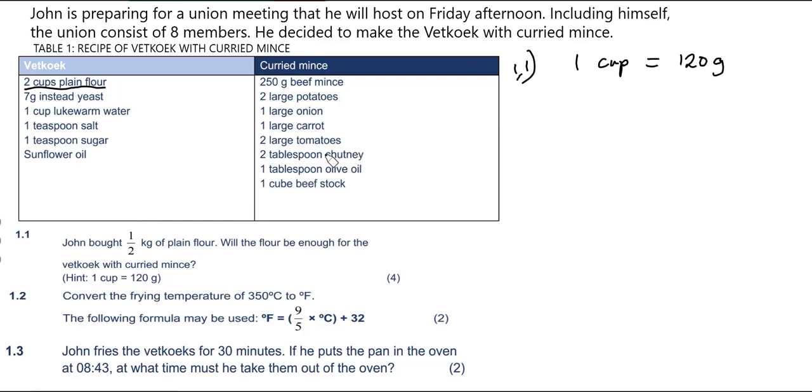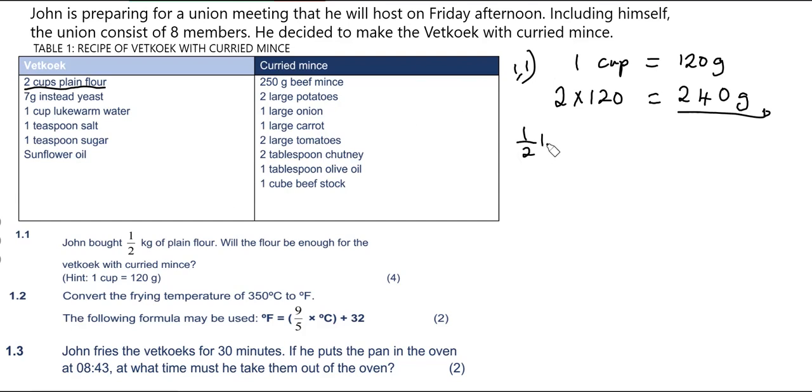So we are only focusing on cups here. We're not focusing on the yeast. We're not focusing on the salt. We are focusing on the cups of flour. So we're going to say it's 2 times 120. This should give us 240 grams. So we need 240 grams of flour. Then we have got half a kg.